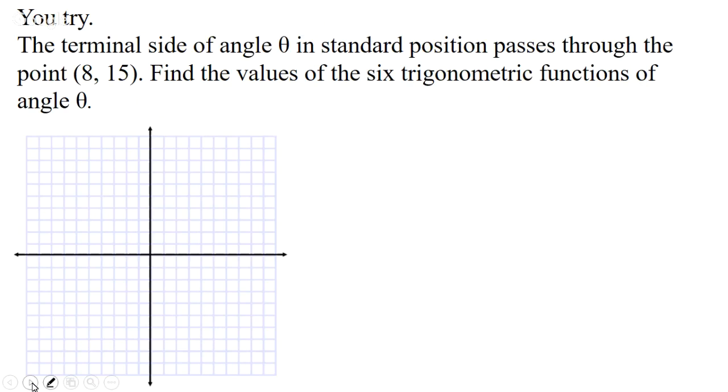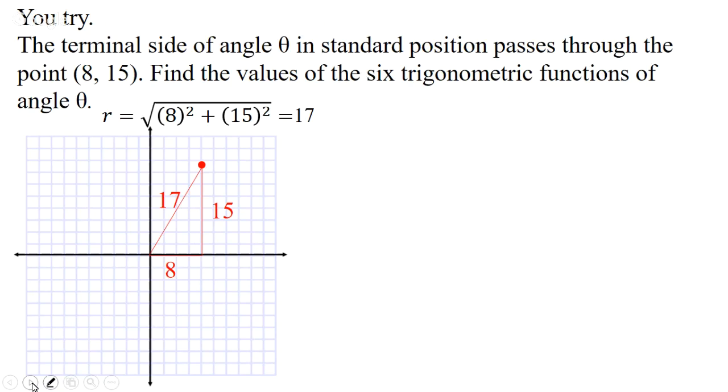To go over this, we have to plot the point 8, 15. That's in the first quadrant. This graph obviously doesn't go over 8 and up 15, so I'm going to have every line be 2. So there's my 8, 15. I draw my triangle. My x value is 8, my y value is 15, but I still need my radius. So once again, I use the Pythagorean theorem, and I get that my hypotenuse is 17.